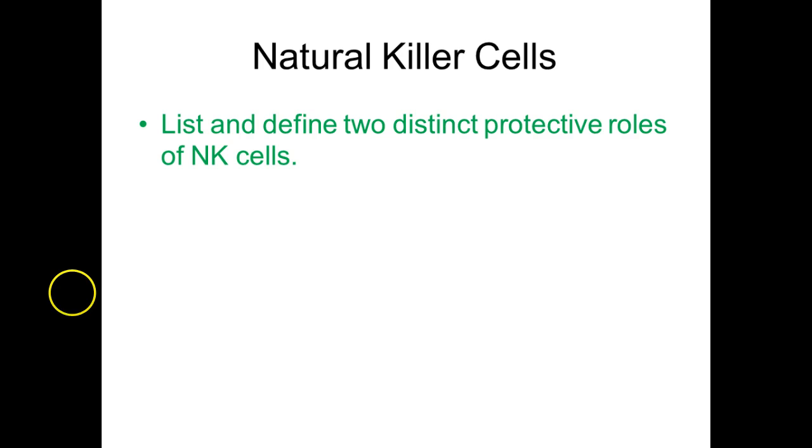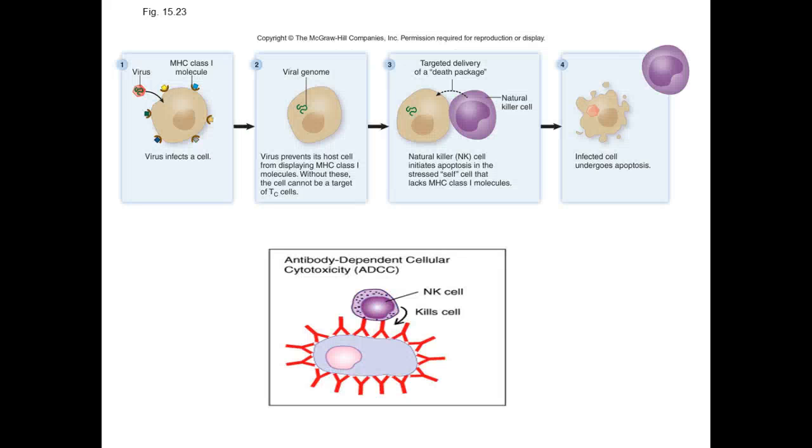Okay. So natural killer cells, we haven't talked about these lymphocytes yet. One of the major differences between them and the B cells and the T cells is they're not antigen specific. They do not have receptors on them specific for antigen. Okay? But they do have two very important distinctive helper roles. One of them we've already seen. This is a review, right?